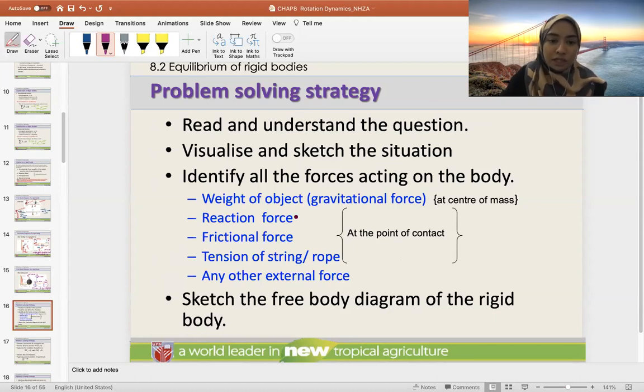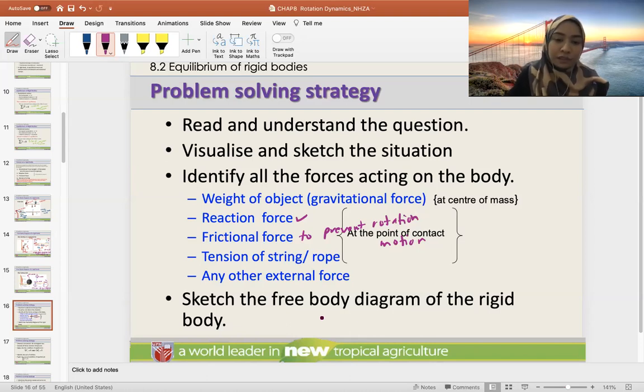Okay, so here we have talked about reaction force, which usually is present when you have axis of rotation. Then frictional force to prevent motion, right? Or to prevent rotation. We have seen both cases. Ni ladder, motion pun ada macam kereta. Then tension of string pun kita dah tengok macam mana, and any other external forces such as the load of your body, the load of a bowling ball, etc.